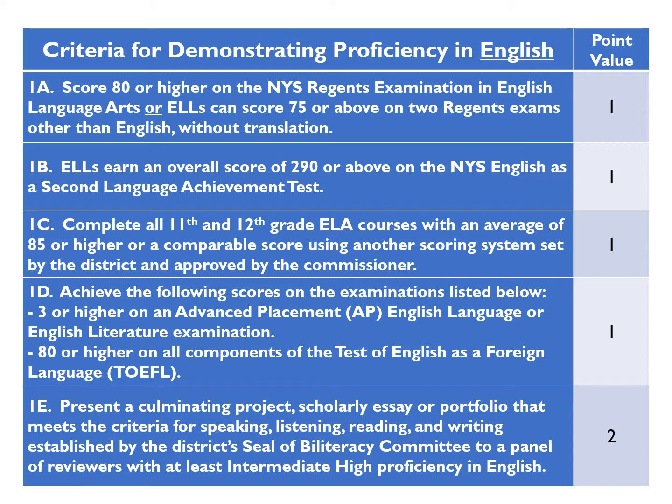1E. Students may earn 2 points by presenting a culminating project, scholarly essay, or portfolio that meets the criteria for speaking, listening, reading, and writing established by the district's Seal of Biliteracy Committee to a panel of reviewers with at least intermediate high proficiency in English.